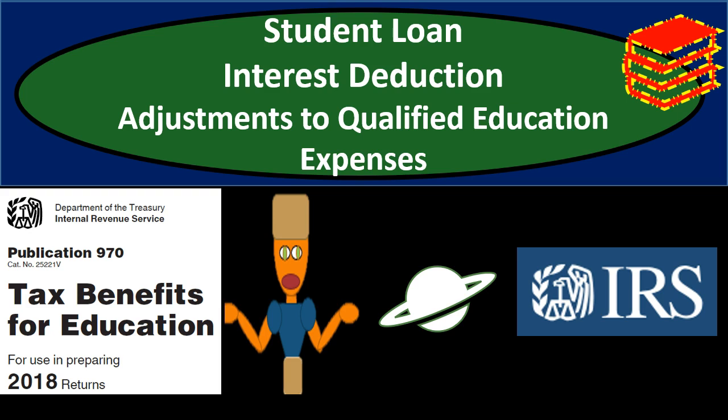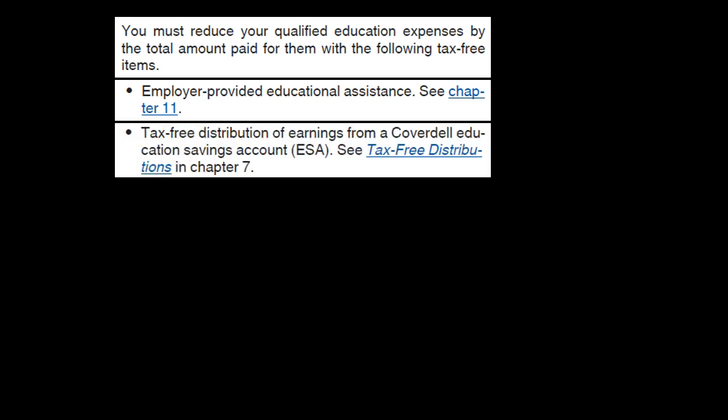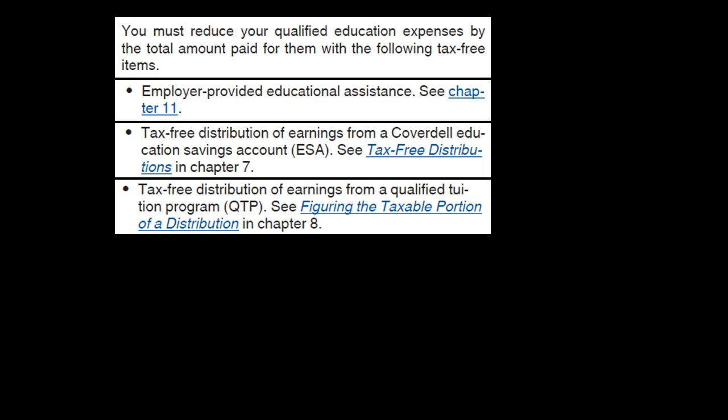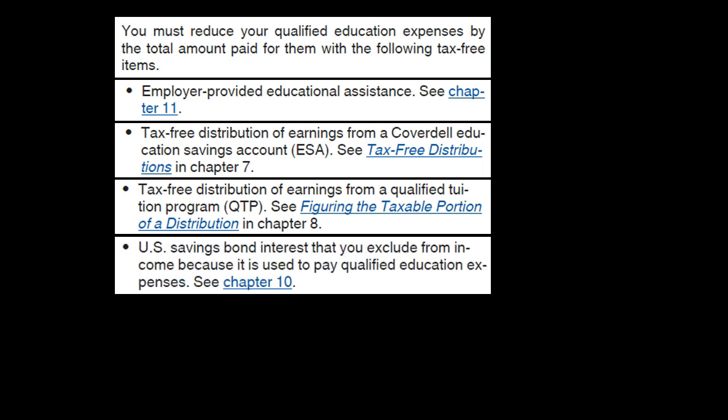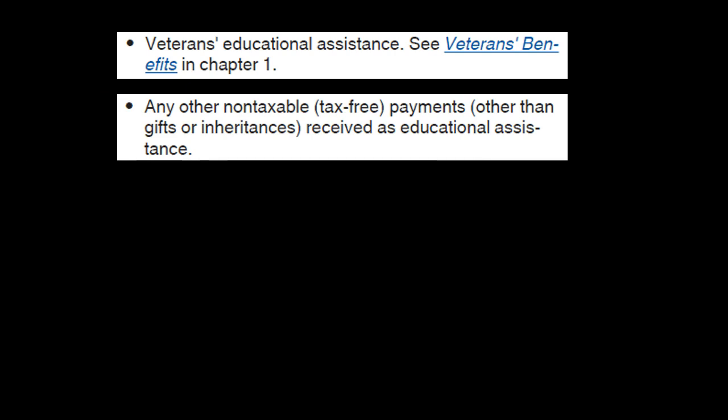This information can be found in Publication 970. You must reduce your qualified education expenses by the total amount paid for them with the following tax-free items: employer-provided education assistance, tax-free distribution of earnings from a Coverdell Education Savings Account, an ESA, tax-free distribution of earnings from a qualified tuition program, a QTP, U.S. savings bond interest that you exclude from income because it is used to pay qualified education expenses, the tax-free part of scholarship and fellowship grants, veterans educational assistance, and any other non-taxable tax-free payments other than gifts or inheritance received as educational assistance.